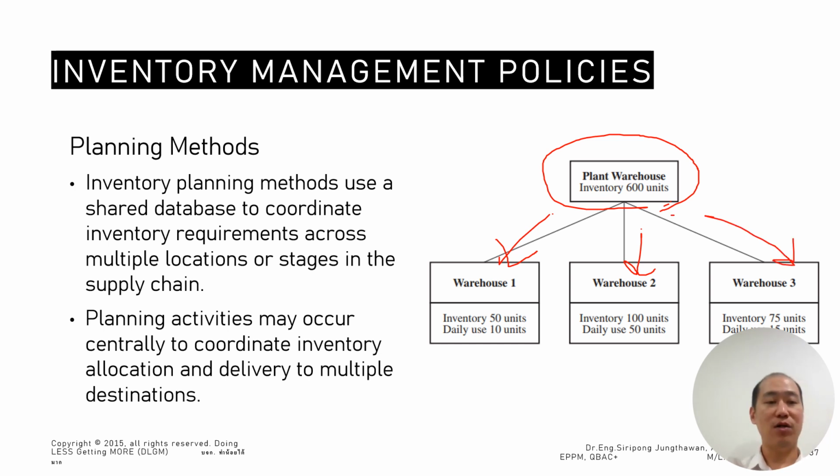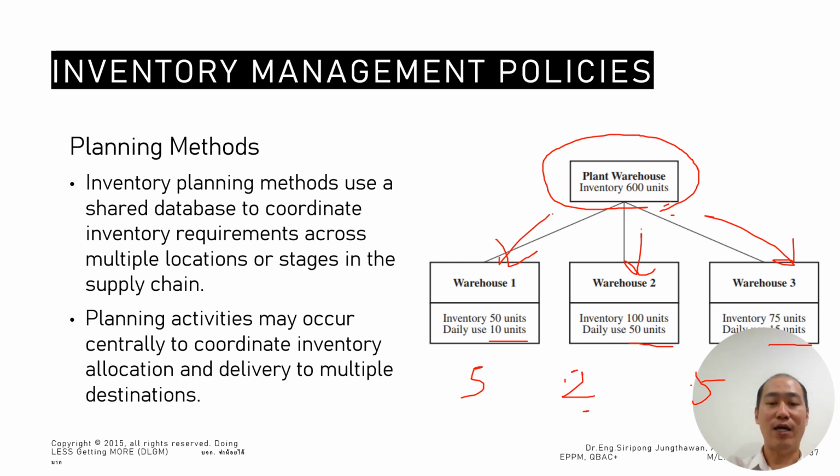So the inventory planning method uses a shared database to coordinate inventory requirements across multiple locations and states in the supply chain. So it's very important that you check the plant warehouse. Now we have 600 units, and then you have to fill warehouse 1 or warehouse 2 or warehouse 3. So you can see the numbers. We have a daily use of 10, daily use of 50, and also daily use of 15. So it's 5 days, is 2 days, and it might be 5 days also.